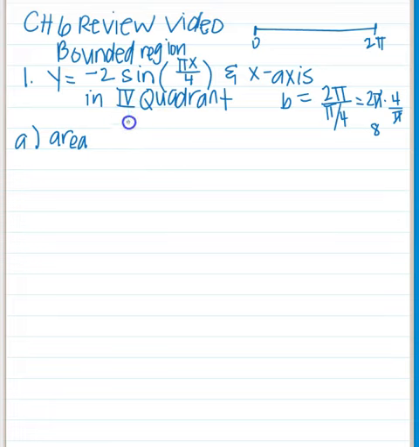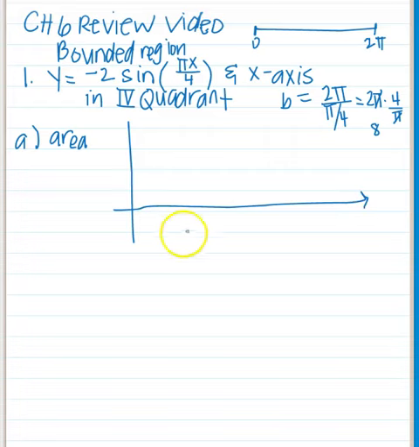So if I were to graph this function, I know I'm going to start at 0 and go until 8. If I cut it in half, that's going to be at 4. I can cut it in half again, get a 2 in there, and then it's going over by 2, so this last point is 6.